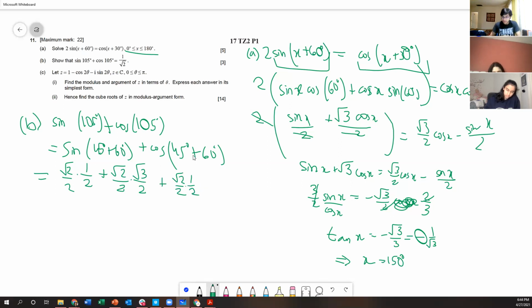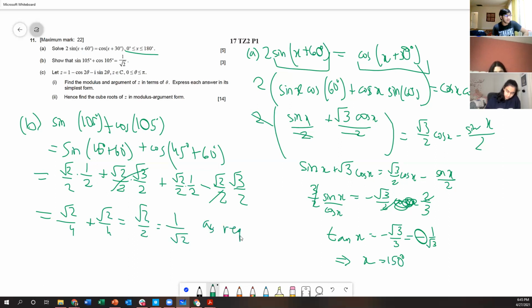But now for cos, if you see the formula chart, cos of A plus B, the sign in the middle is going to be a negative. Okay? So now sine 45 degrees is root 2 over 2. Sine 60 degrees is root 3 over 2. Guess what happens? These two are going to go away because they're opposite signs, same magnitude. Now this is going to be root 2 over 4 plus root 2 over 4, which is simply root 2 over 2, which is none other than 1 over root 2, as required by the question. It's a very simple problem. It's nothing complicated. You just need to know how to use that identity. Once you know how to use that identity, it becomes very easy.